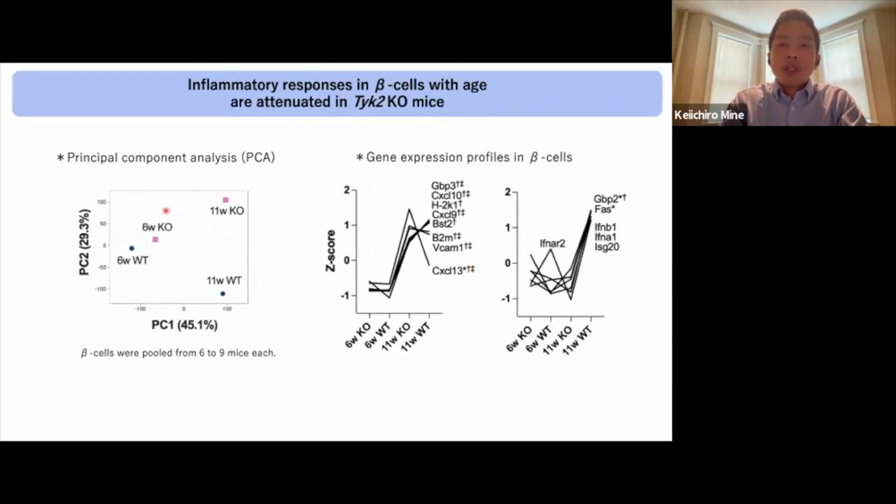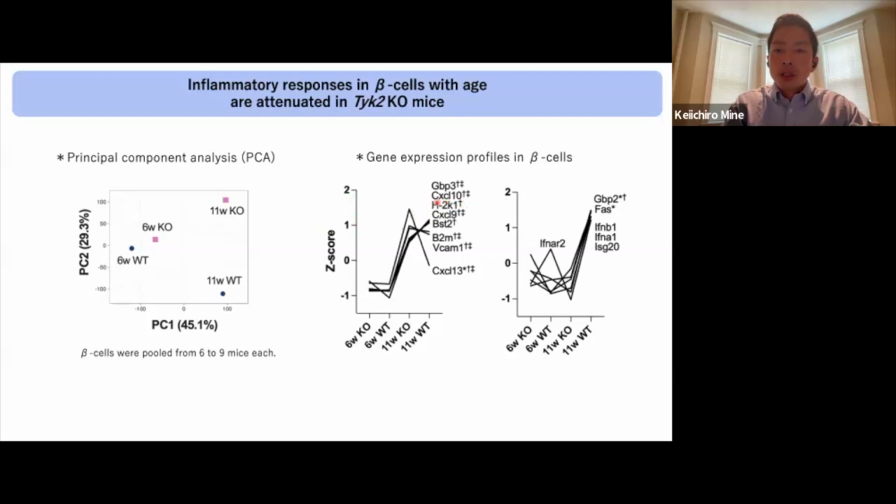PCA reveals that beta cells from 6-week-old TYK2 wild-type mice and TYK2 knockout mice had similar gene expression profiles, but beta cells from 11-week mice had different gene expression profiles from those of 6-week mice, suggesting that TYK2 genotype affects the gene expression profile with aging. Normalized and selected gene expression levels are shown on the right side.